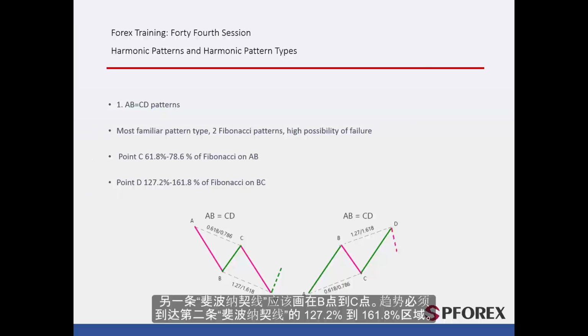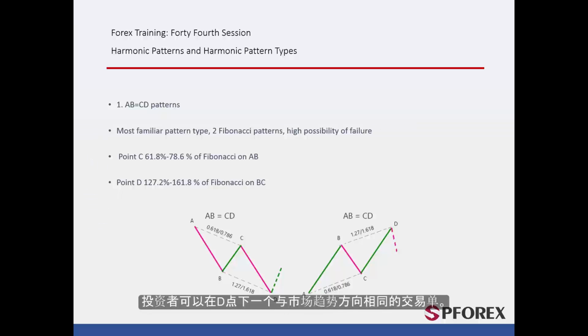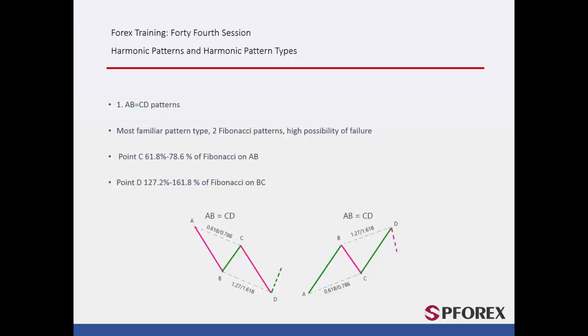Another Fibonacci should be drawn from B to C. The trend must proceed to an area between 127.2% and 161.8% of the second Fibonacci. It is possible for the trend to reverse its direction again from the point D. A trader can place an order in agreement with the trend direction from the point D. This pattern has bullish and bearish types, and the failure probability of this pattern is high.